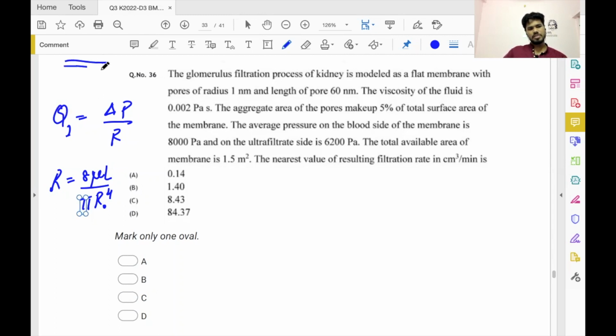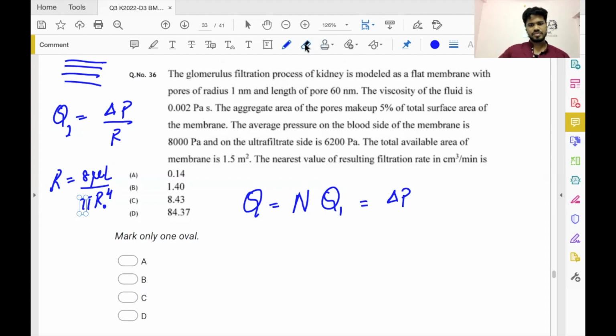Now we have multiple pores in parallel. So total flow will be, if all of them are the same, flow in one pore added over all these pores. So if there are n pores, we will have n times Q1. Okay. So Q1 is simple: apply delta pressure. Okay, so this is delta P.